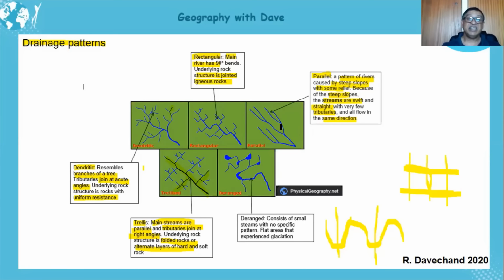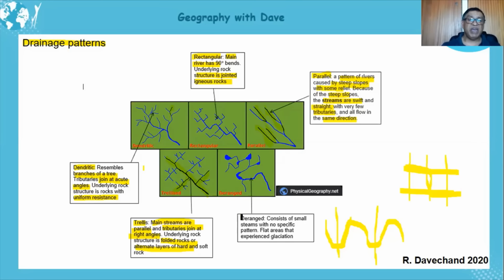Can you see it here? The steep slopes make it flow straight, and they're all flowing in the same direction. Can you see it? That is your parallel drainage pattern.